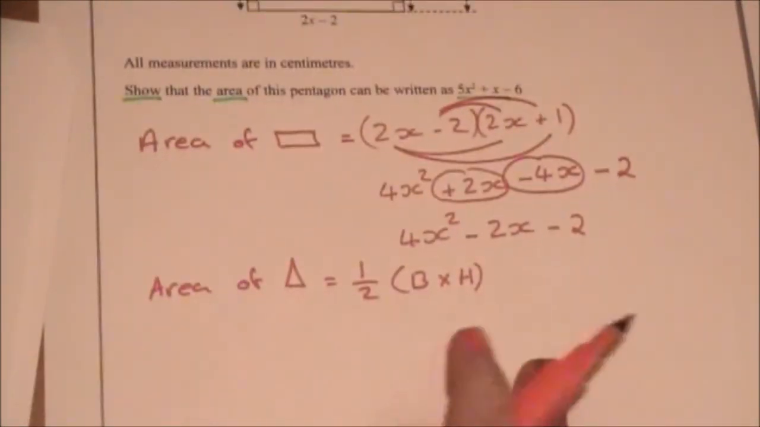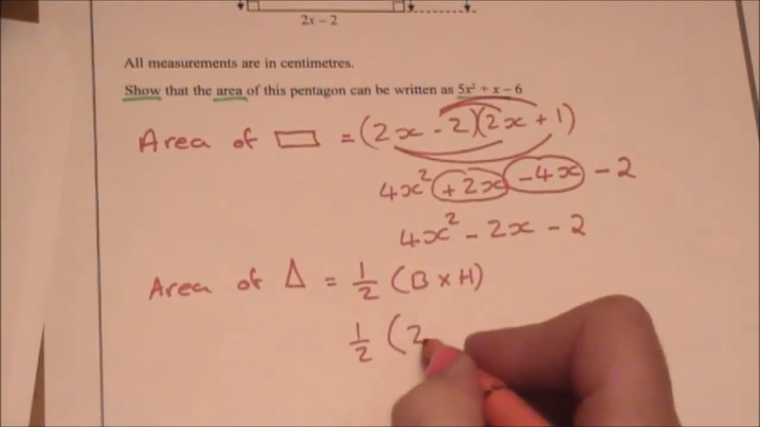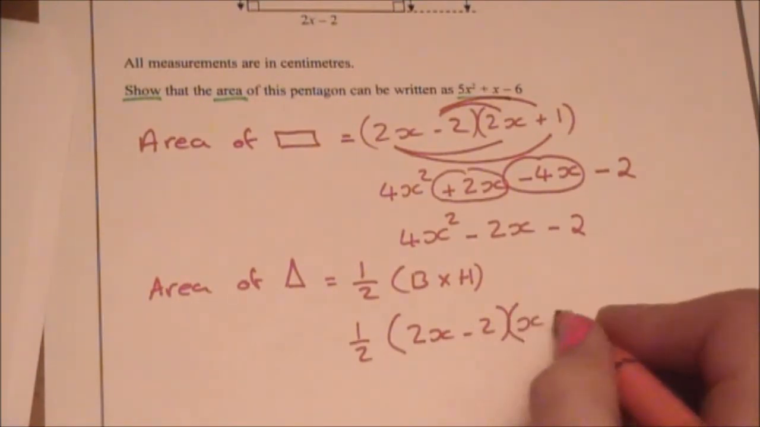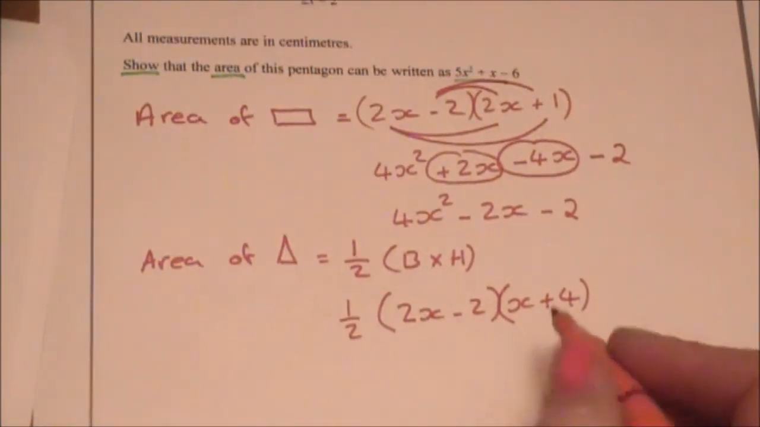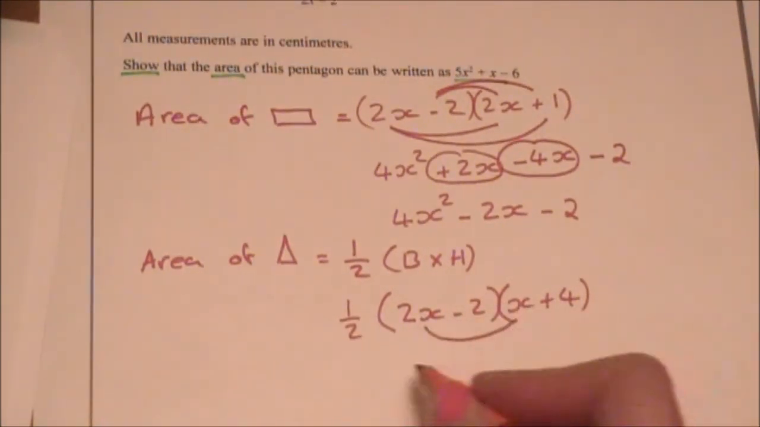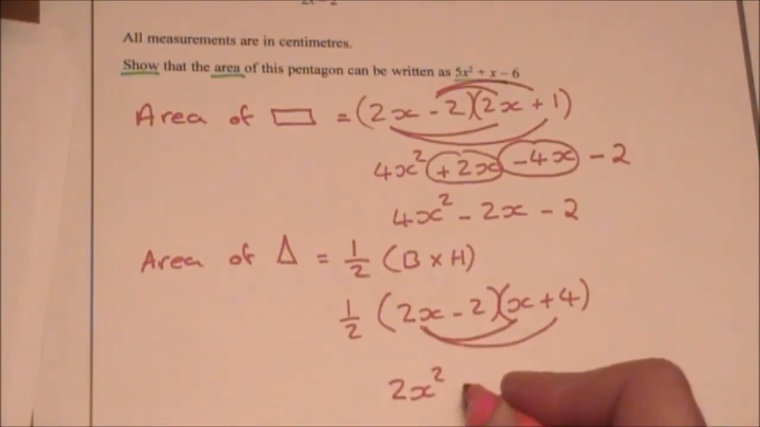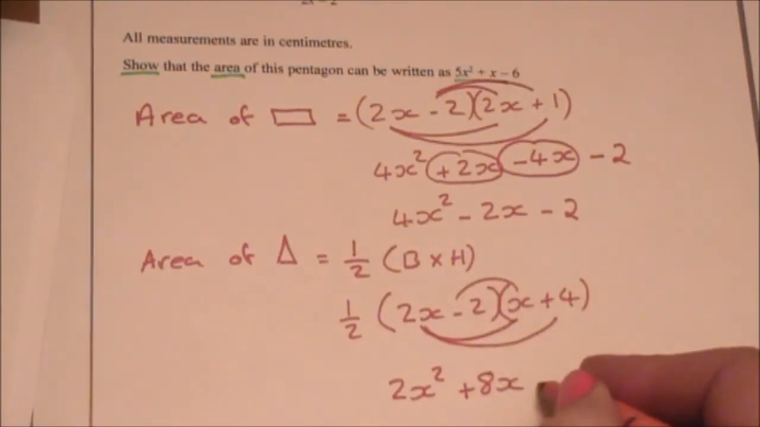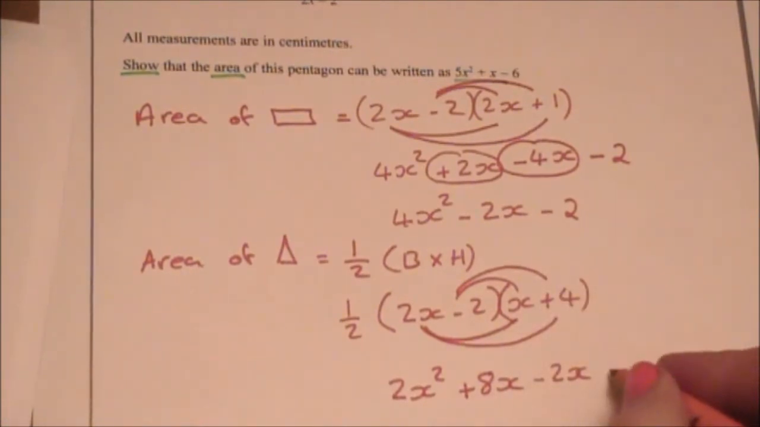So the area of my triangle is going to be half of 2x minus 2 times by x plus 4. I'll deal with the half in at the end. I'm going to expand this bracket out first. 2x times by x is 2x squared. 2x times by positive 4 is positive 8x. Negative 2 times x is negative 2x. Negative 2 times positive 4 is negative 8.